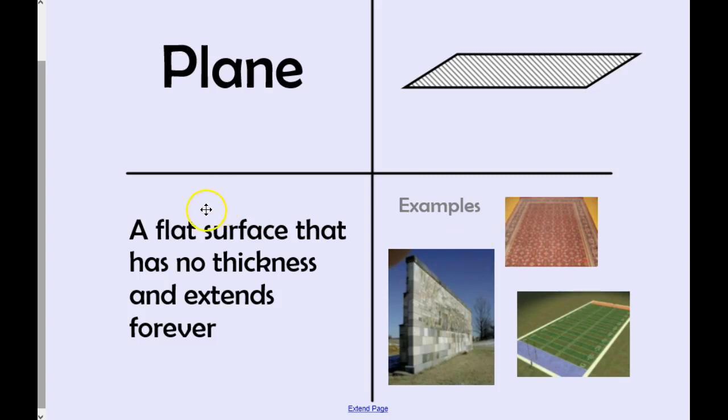So make sure you write this down. The flat surface that has no thickness extends forever, both directions, or all directions. And again, an airplane lands on a flat plane. You like my artwork? Boom. Okay. So anything in the real world that's flat is a representation or a part of a plane.